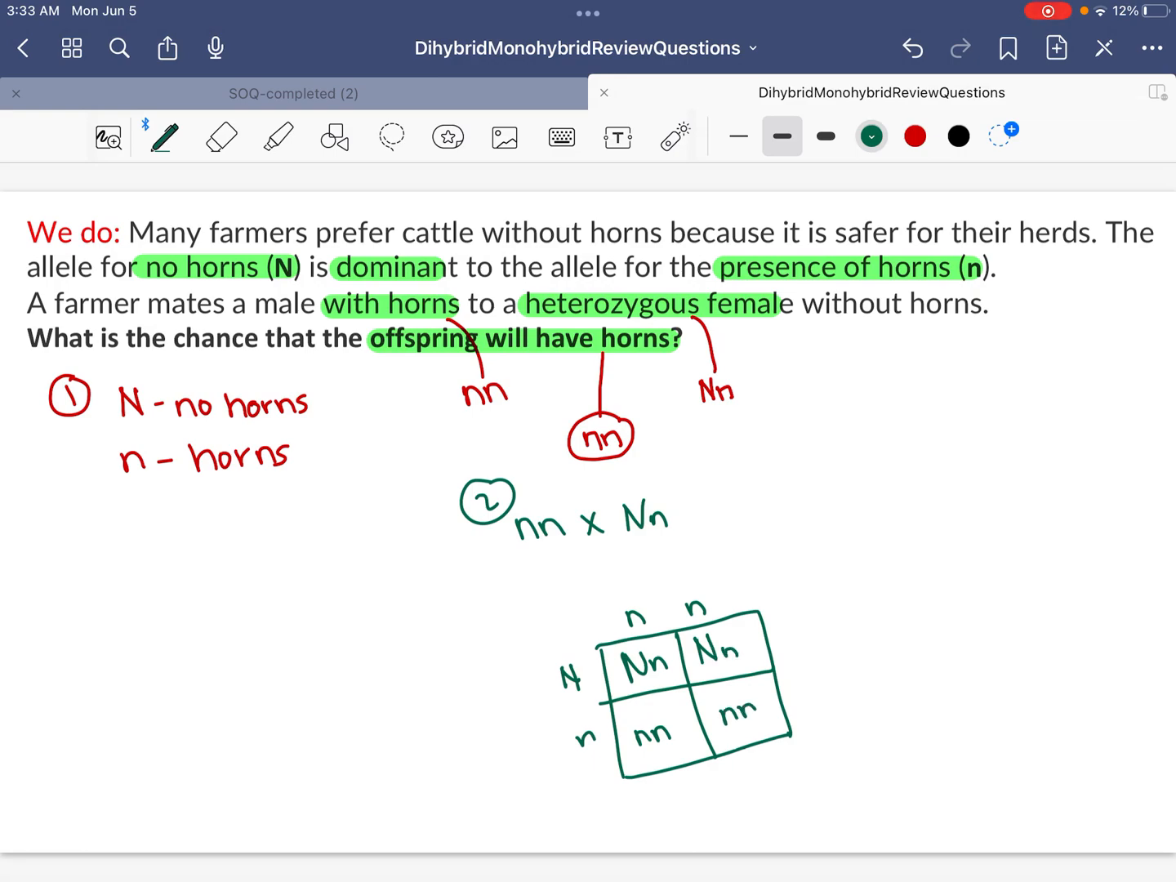So looking at this one, class, remember we're looking for which one is going to be with horns, which is homozygous recessive. So we have 2 out of 4. 2 out of 4 can be reduced into 1/2, and then ultimately that is 50%. So there's a 50% chance in this situation, right, that the offspring will have horns.